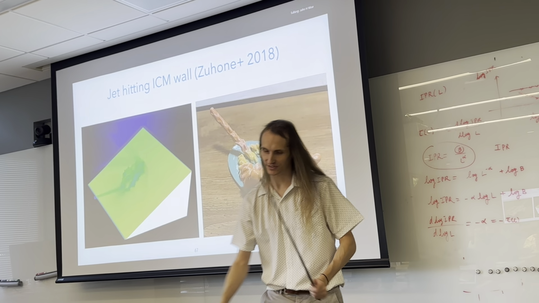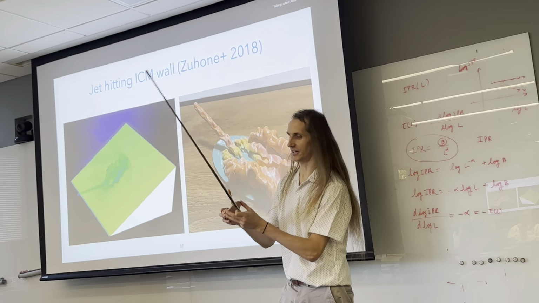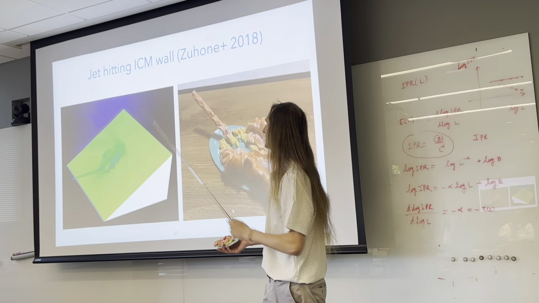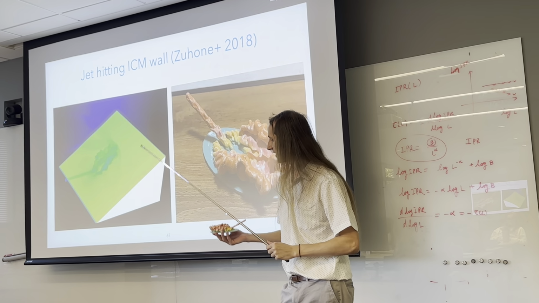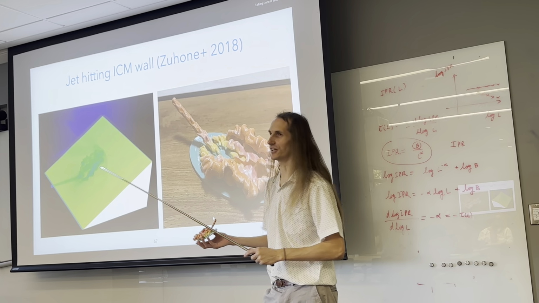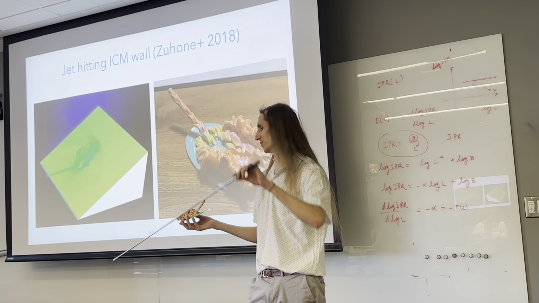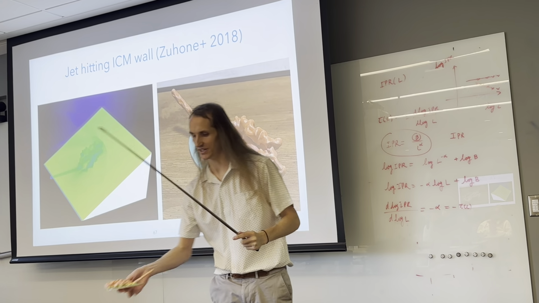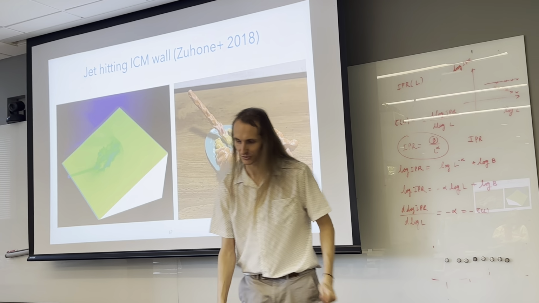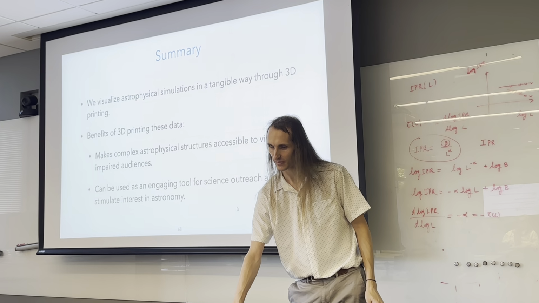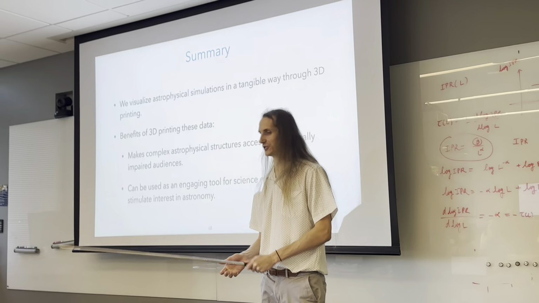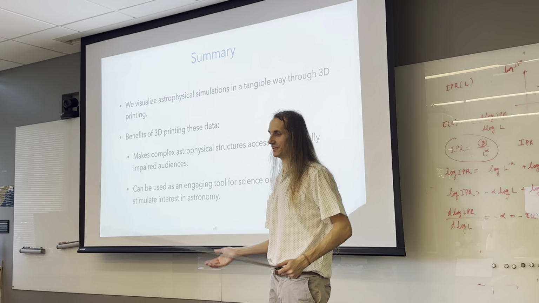This one here is a jet that encounters a dense wall of gas, so simulating the ICM, the intracluster medium. And so it's kind of like shooting a hose into a pool of water or something, where you see these plumes coming up on the sides. That was run by John ZuHone. So in summary, it's just really cool to visualize astrophysical data in this way.